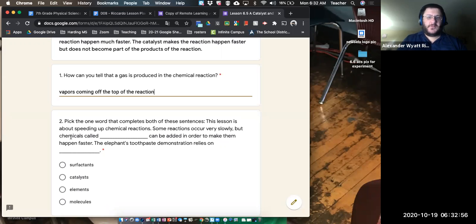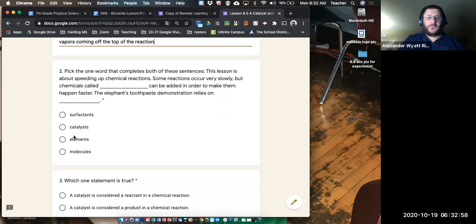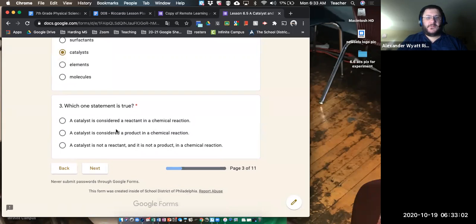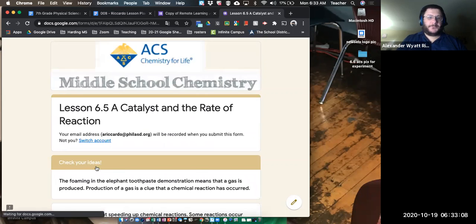The elephant's toothpaste demonstration relies on catalysts. Which statement is true? A catalyst is considered a reactant or a product. Neither. It's neither of those. It's just added to it.